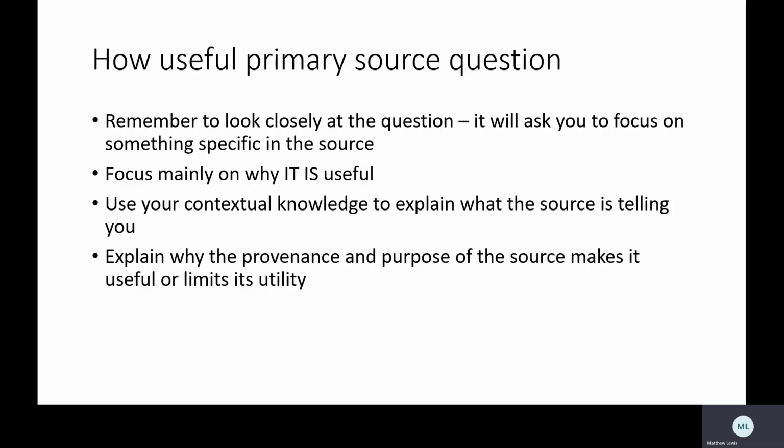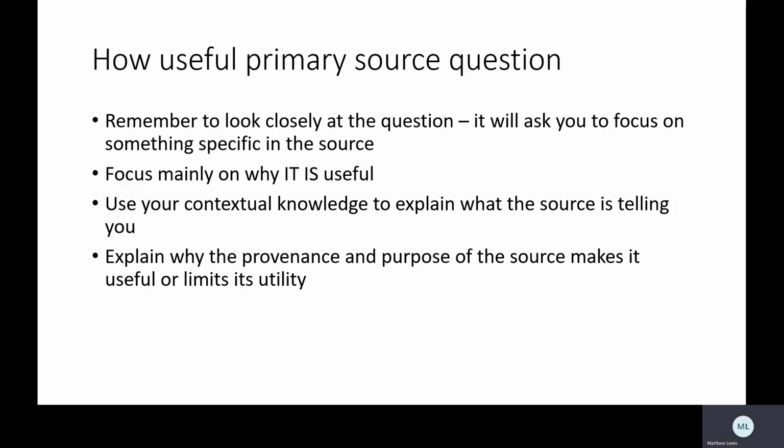Secondly, I would say it's really important that you focus on why it is useful. Don't list all the reasons why it isn't useful. Yes, you can mention that, but the most important thing is to say why, as a historian, this is a valuable source. Thirdly, you will need to use your knowledge to explain what the source is telling you. That means contextual knowledge: knowledge about what was happening at the time to explain what the source is telling you.